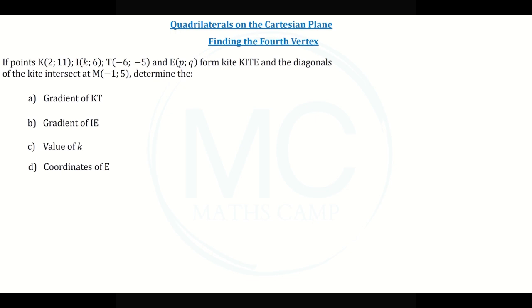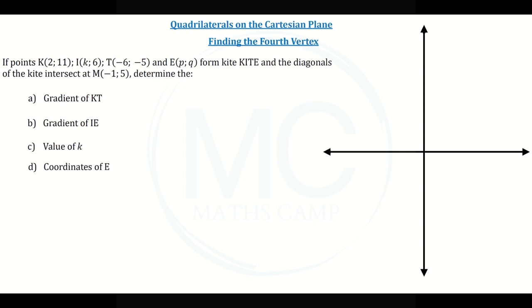Here we're working with a kite. So let's start with a quick sketch. Let's put in our X and Y axis. Point K has the coordinates 2, 11. So you can plot K up here and label its coordinates. Point I has the coordinates k, 6. We don't yet know the value of k, so all we know is that it has a Y coordinate of 6. So let's draw a horizontal line in red where Y is 6. Point I will sit somewhere on this line.